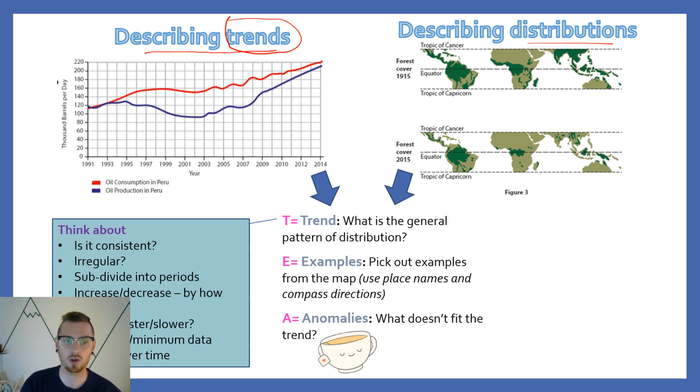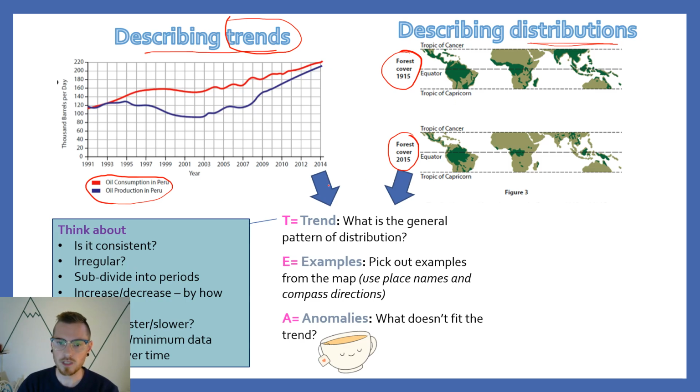So here we've got oil consumption and oil production in Peru. And over here, when we're thinking about distribution, we're thinking about how spread out something is. So here we were given forest cover in 1915 versus forest cover in 2015. So we're looking at how spread out, how distributed is that forest cover between that temporal time jump, okay? i.e. again, we're looking for patterns.